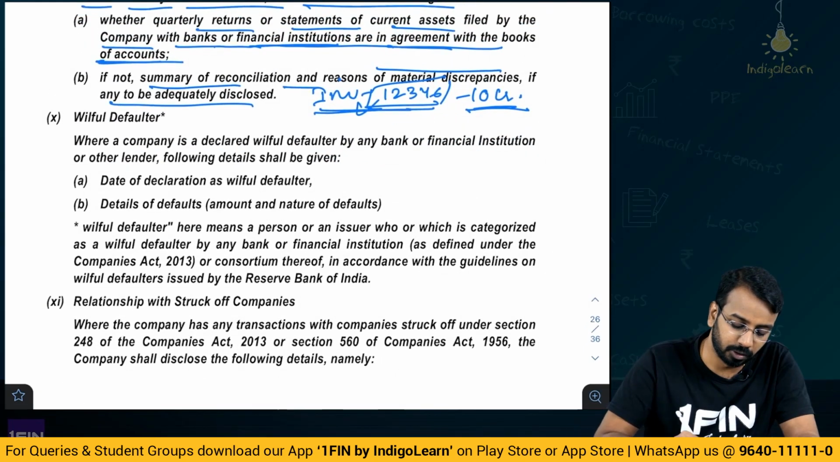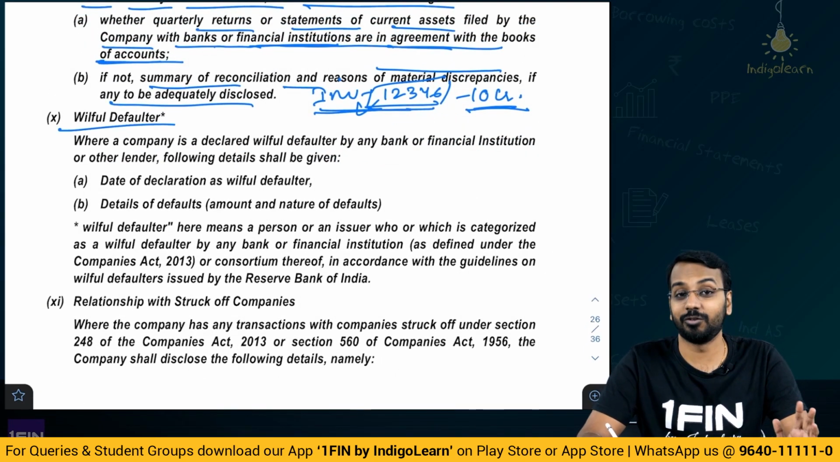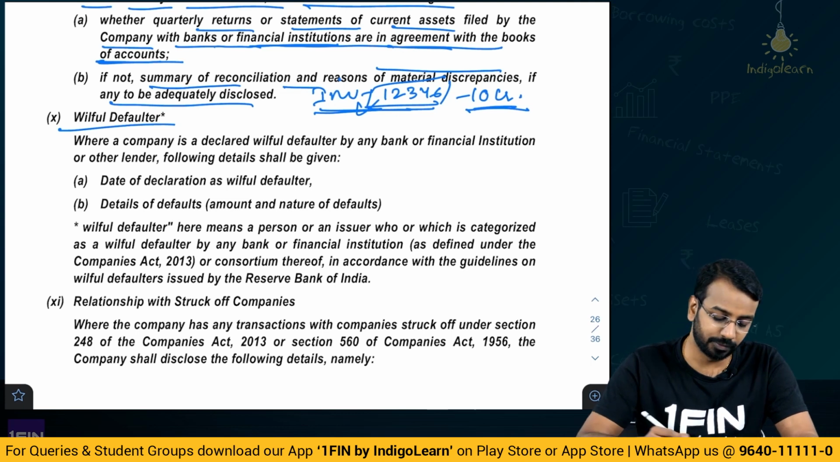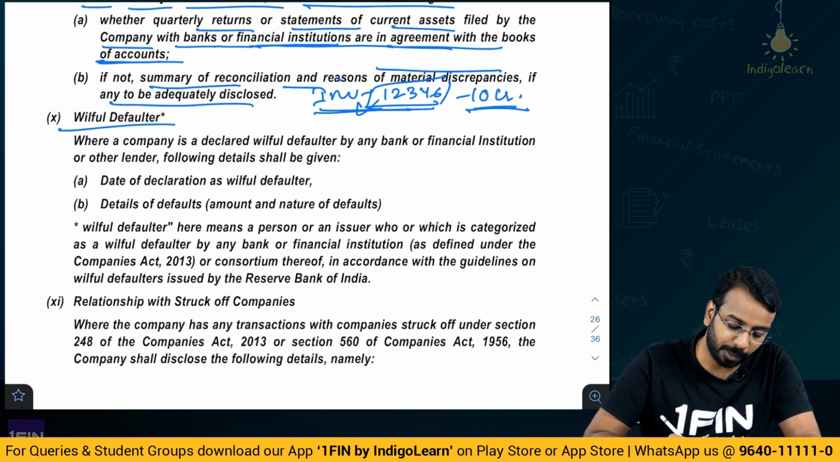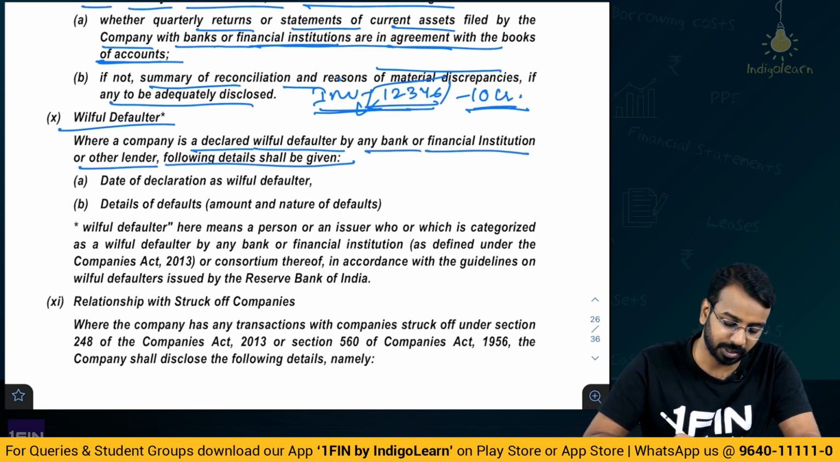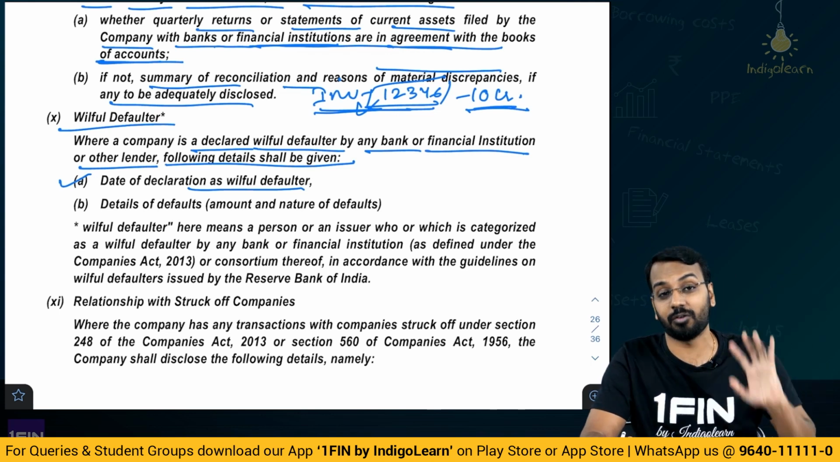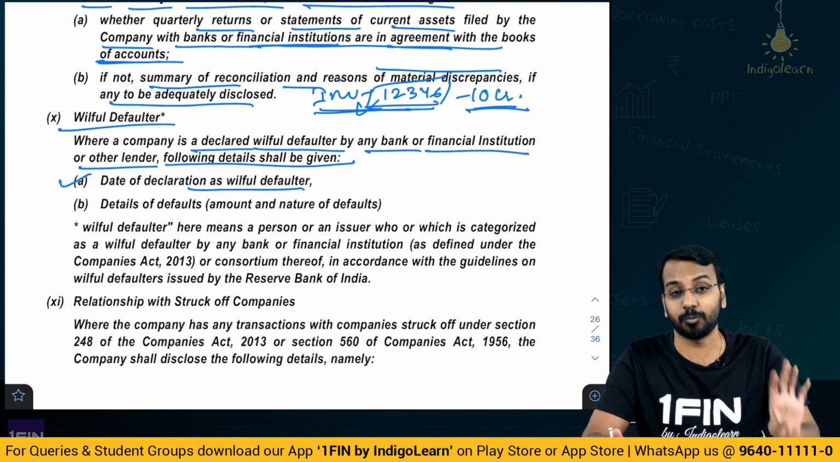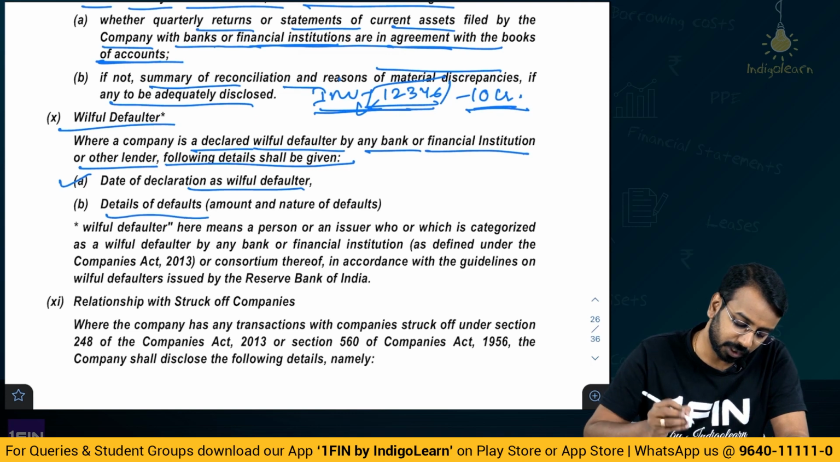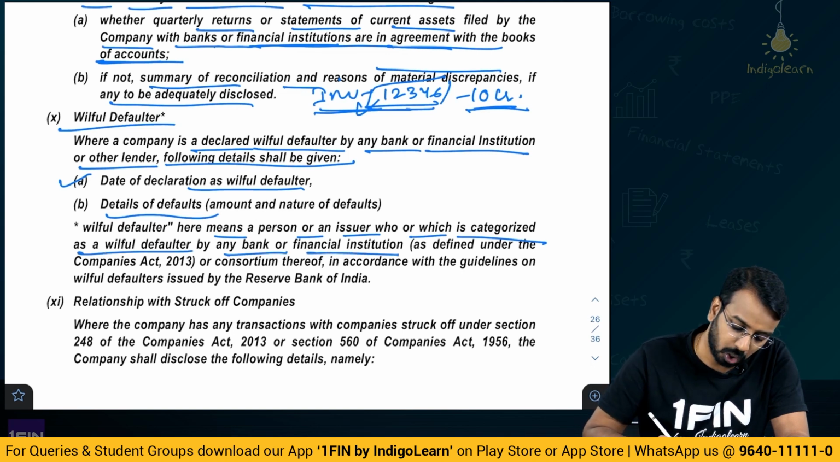Then willful defaulter, somebody who is not paying back the money willfully, as per the RBI guidelines. Who is a willful defaulter? They have to disclose. So, where a company is declared as a willful defaulter by any bank or financial institution or other lender, the following details shall be given. Date of declaration as willful defaulter, when he was made a willful defaulter. For example, in case of Vijay Mallya, they have said he is a willful defaulter, he doesn't want to pay. He has the money, he doesn't want to pay. That is a willful defaulter. Details of the default. Willful defaulter here means a person or an issuer who or which is categorized as a willful defaulter by any bank or financial institution or consortium thereof in accordance with the guidelines on willful defaulters by the RBI.